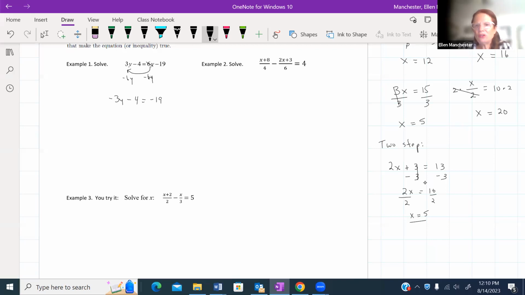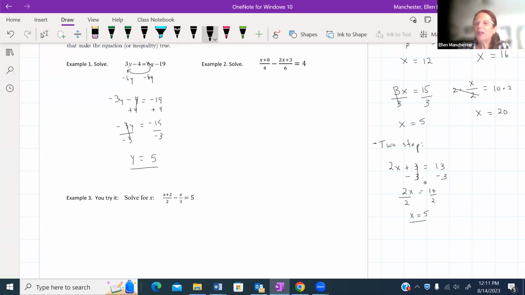So now this should look just like your two-step equation, right? We have a variable. We're going to get rid of the minus 4 by adding 4. And I get negative 3y equals negative 15. And again, this is where you have to know how to work with your signed numbers. So I'm going to divide by negative 3. That cancels. So I get y equals negative 15 divided by negative 3, which gives me a positive 5.